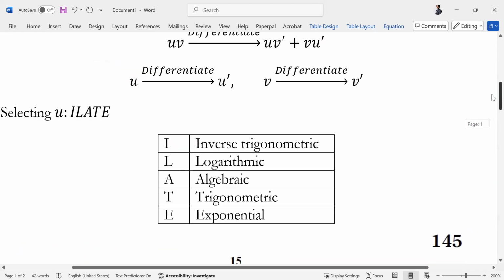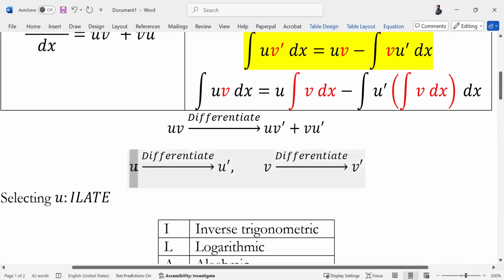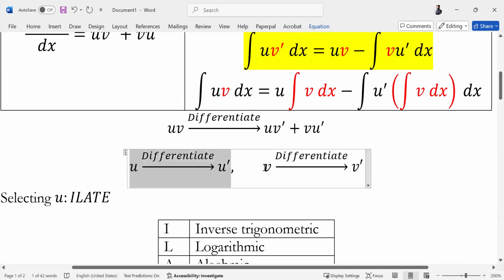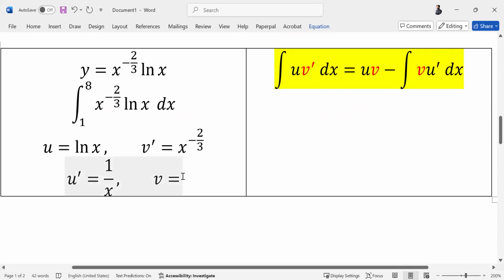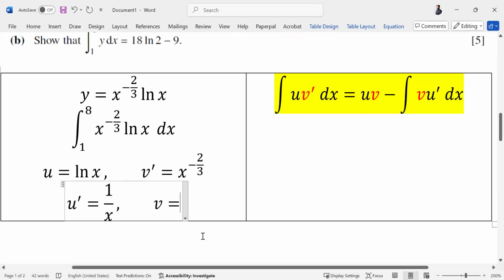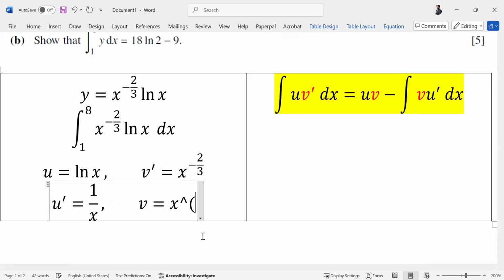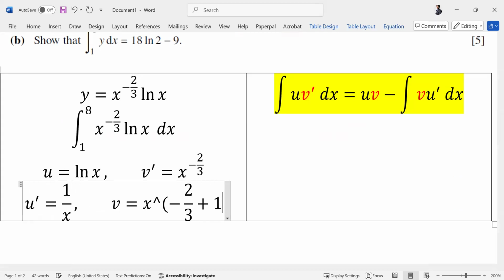Look, I told you when you have u and differentiate, you get u dash. When you have v and differentiate, you get v dash. So if you need to find v from v dash, what will you do? Integrate. How do we integrate this? What will be the integral of this? Think carefully before answering. What do you do to integrate? Let me do it like we do for children. Increase the power by 1 because it's algebraic, and then divide by the increased power.